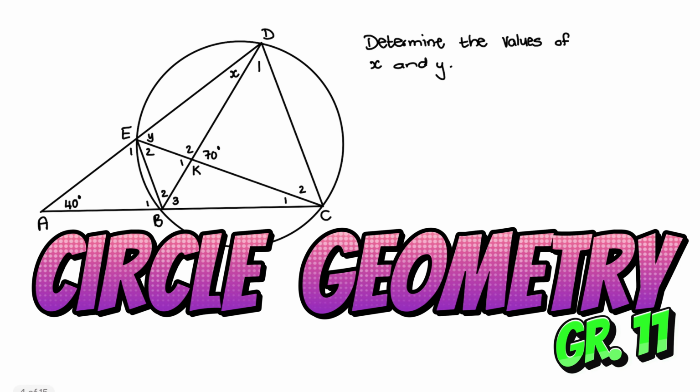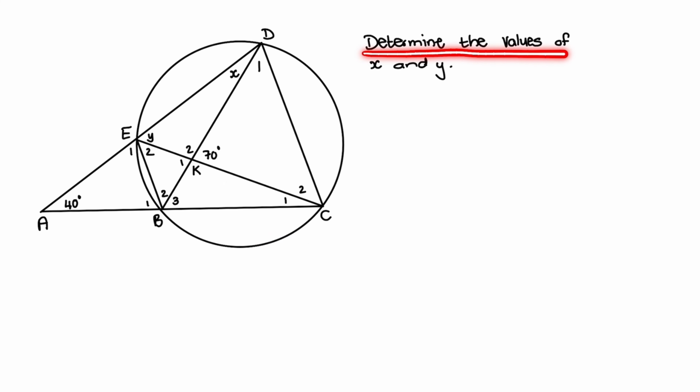We are going on with circle geometry, and in this example we want to determine the values of x and y. What we are given is that the angle EDB is equal to x and that the angle DEC is equal to y. We are also given that DKC is 70 degrees and that the angle A is 40 degrees.